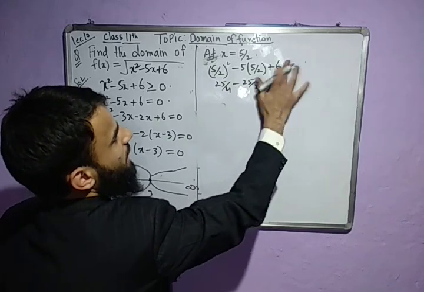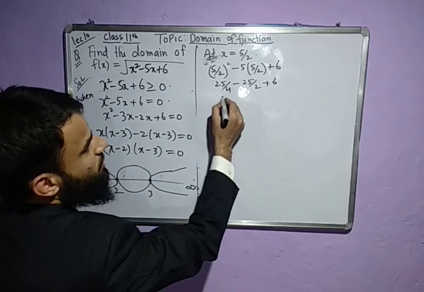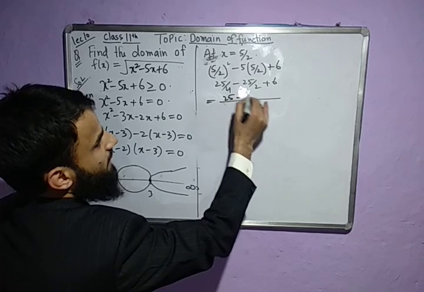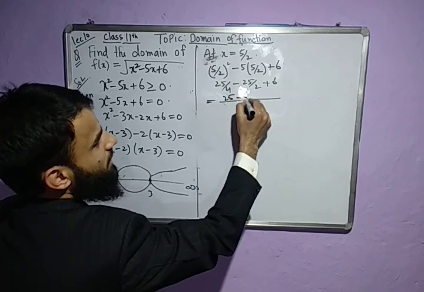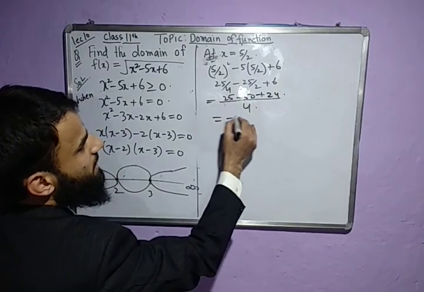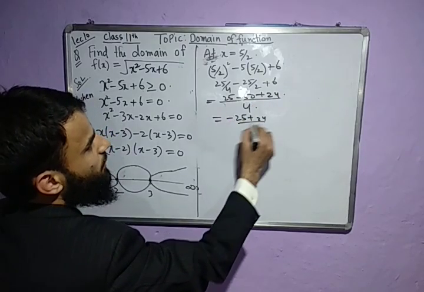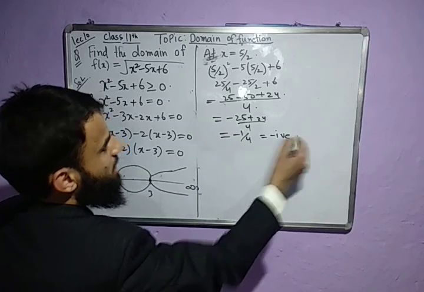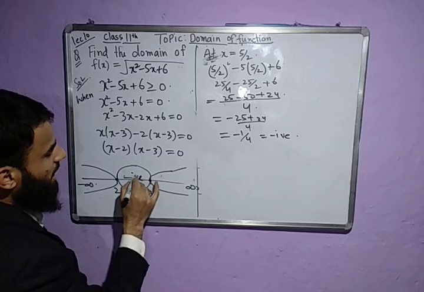You don't have to put it equal to 0, we have to check it. So we will take the LCM 4, that is 25 minus 50 plus 24, divided by 4. It will come out to be minus 1 by 4, which is negative. So it means in the between region it is negative.